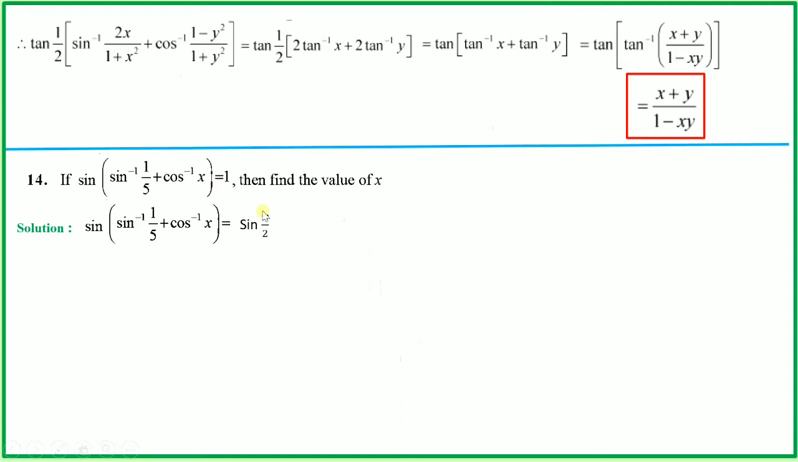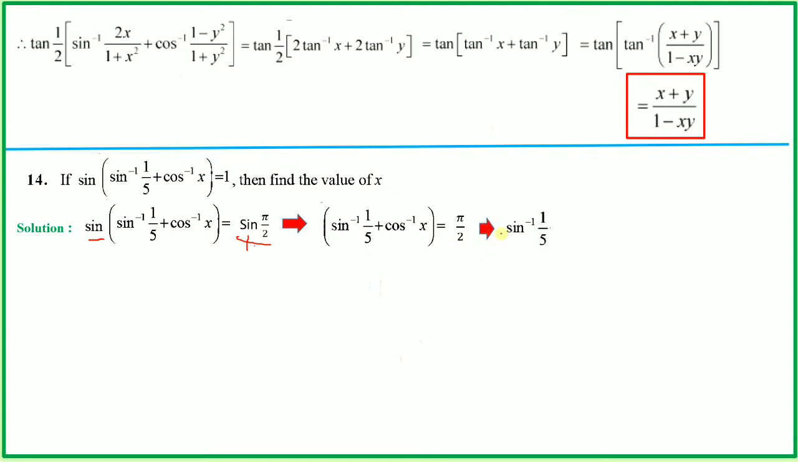1 can be written as sine pi by 2. Sine pi by 2 is equal to 1. Then sine inverse 1 upon 5 plus cos inverse x equals pi by 2. Taking sine inverse both sides, this sine and this sine are removed. So we have sine inverse 1 upon 5 plus cos inverse x is equal to pi by 2.